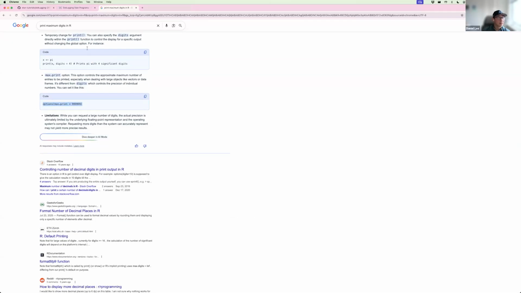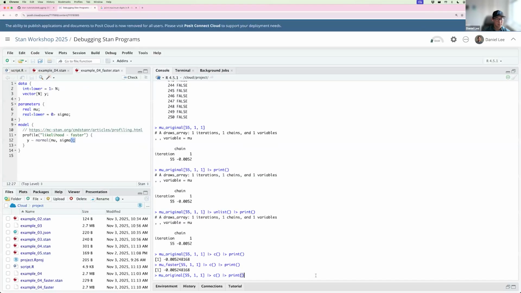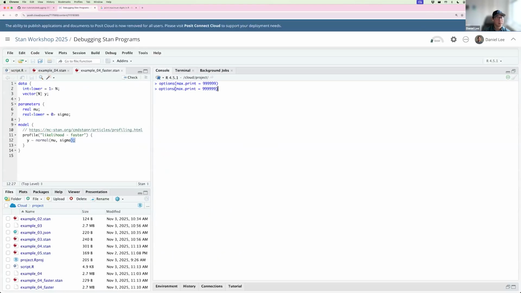Let's do that. I don't know if this is actually going to work, but we'll see. No, it's not going to do anything for us. Okay, that's fine. If someone actually knows how to make all the digits come out, let me know. Oh, print with digits.